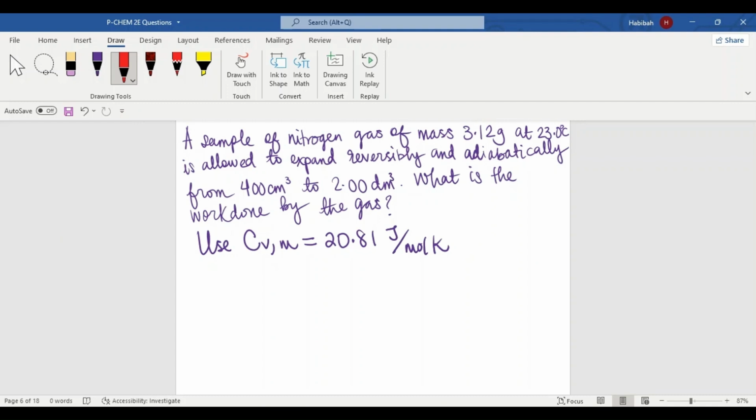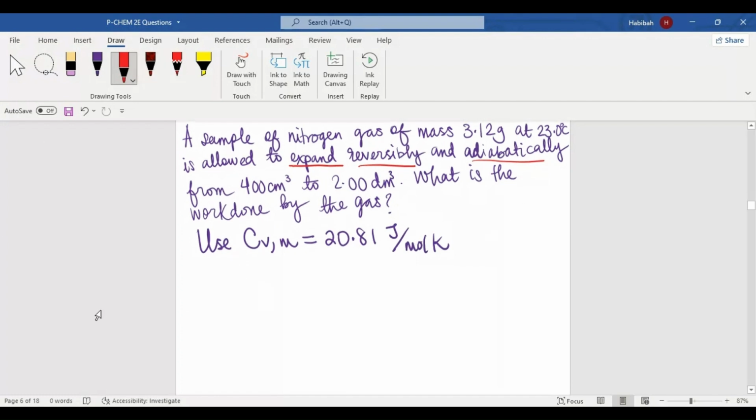Salam and welcome everyone. So today we're going to be working on the question on the screen that says a sample of nitrogen gas of mass 3.12 grams at 23.0 degrees Celsius is allowed to expand reversibly and adiabatically. Remember, we have expand reversibly and adiabatically in the question, and that tells us that we're going to be dealing with a reversible adiabatic expansion problem from 400 centimeter cube to 2.00 decimeter cube. What is the work done by the gas? So we're asked to solve for the work done by the gas.